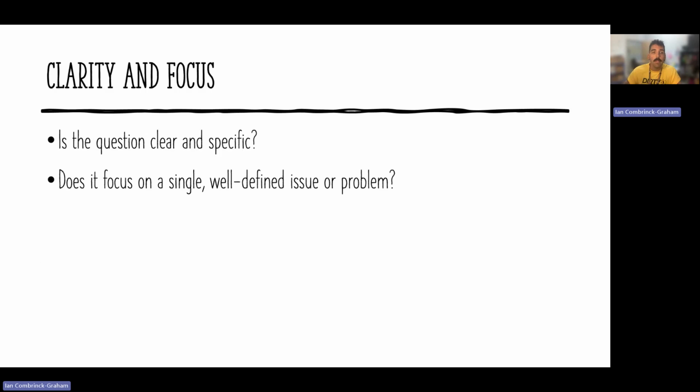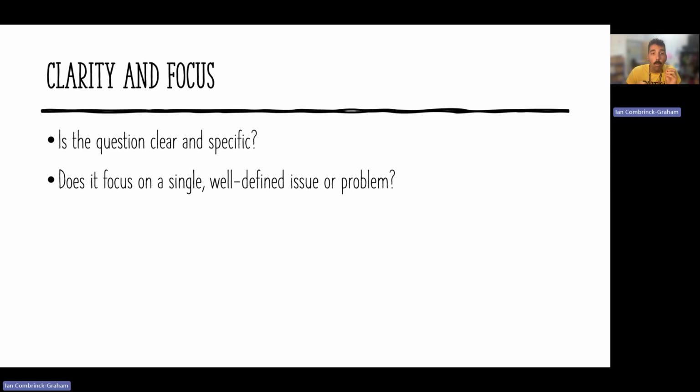So first and foremost, we have to have clarity and focus. Number one, your research question should be clear and it should be specific. It should not be all over the place. It should not be vague. It should be very specific. If it sounds like what you did for AP Seminar, that's too vague. You need to get much more specific in AP Research.